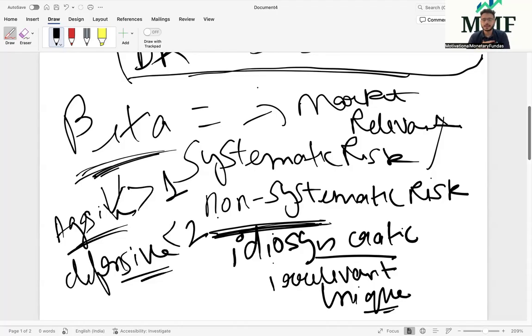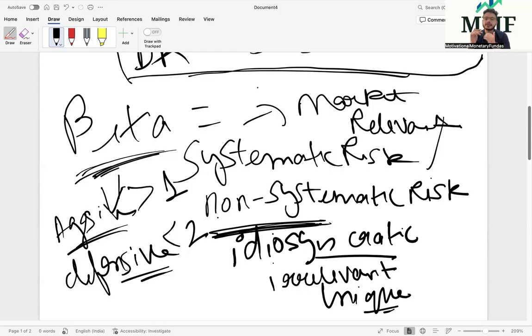And what do I mean by that? If the beta is more than one, assuming 1.5, it means if the market rises by 1%, the stock will rise by 1.5x, that is 1.5 into 1. So it will rise more, right? But if the market falls by 1%, your stock will fall by 1.5%.